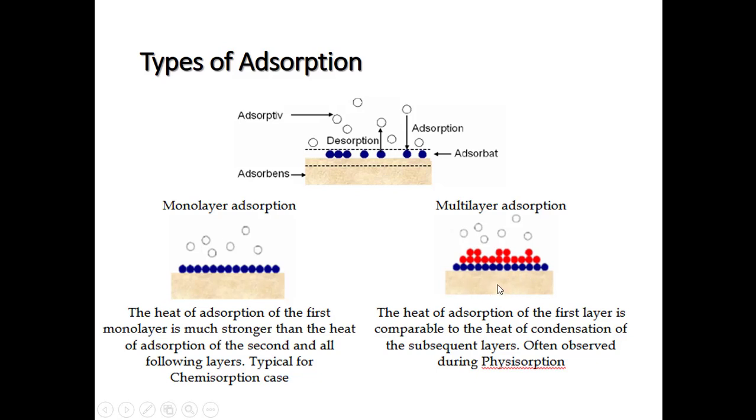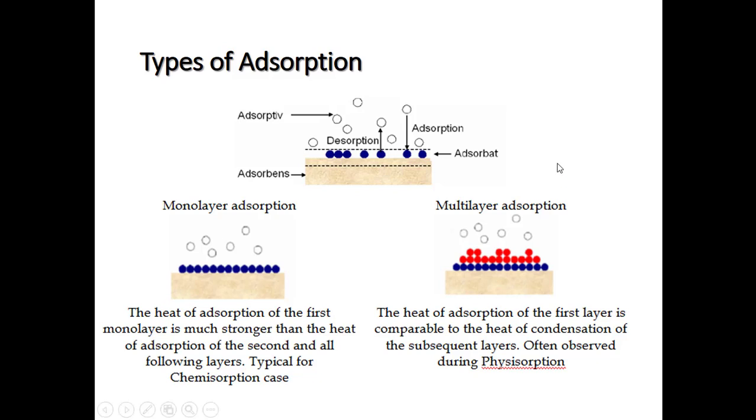Here, the force which attaches the adsorbate is different from the forces in the monolayer. The forces in the monolayer depend on chemical forces only, while in multi-layer there are chemical and physical forces. That's why we call it physisorption, but the monolayer is always called a chemisorption case. So this is the main difference between the monolayer and the multi-layer adsorption.